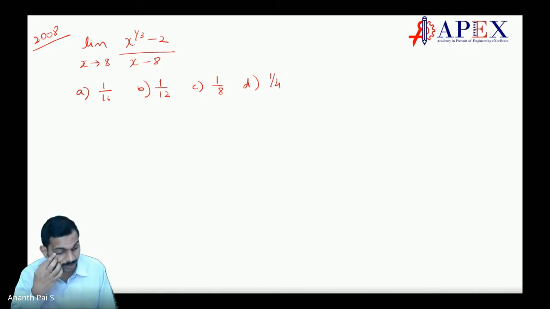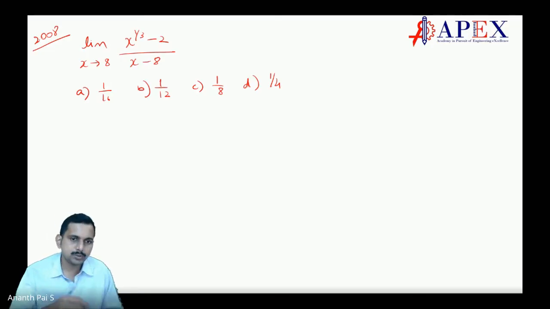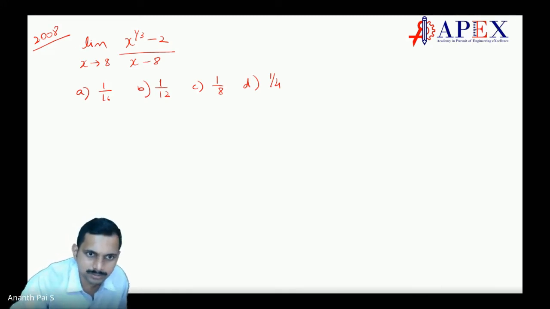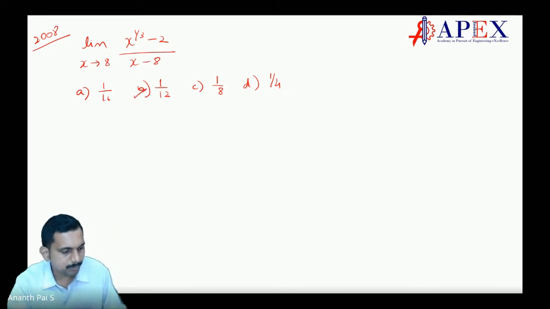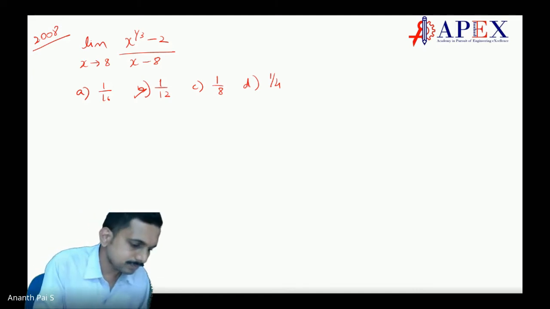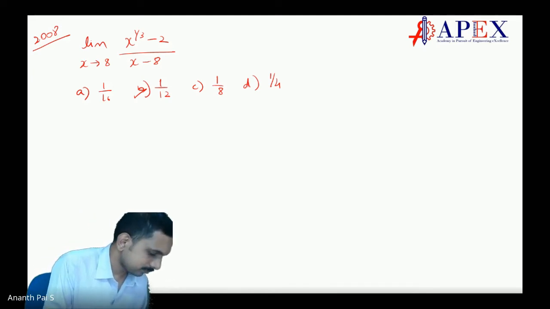This is 1 mark question. Does L Hospitals rule work, students, here? 0 by 0 comes, is it not? L Hospitals has to work. Sir, 1 by 12. 1 by 12. Very good. Easy 1 mark question. Done. Everybody has got this. L Hospitals works nicely, and then we are happy.